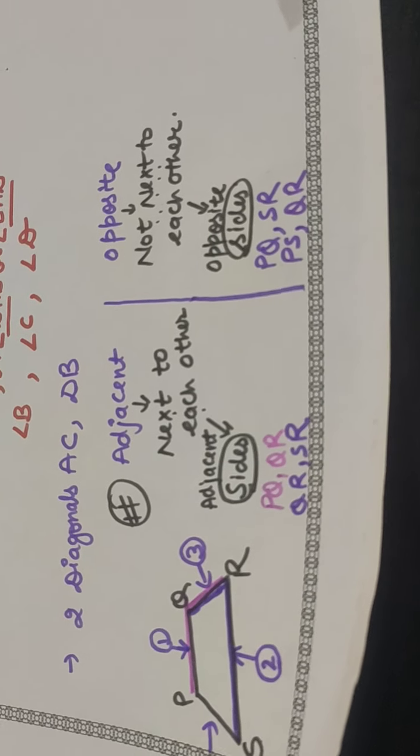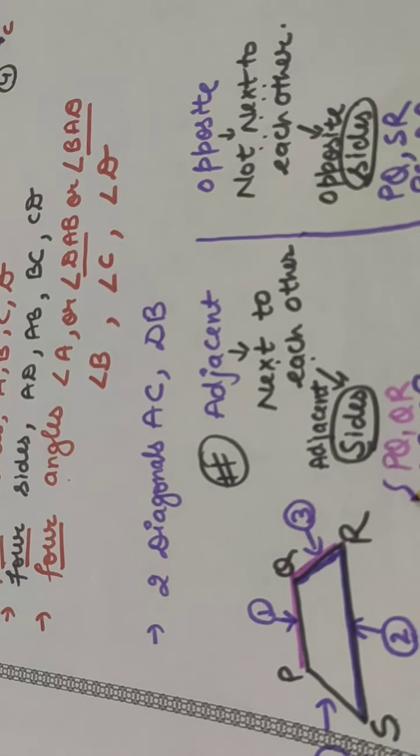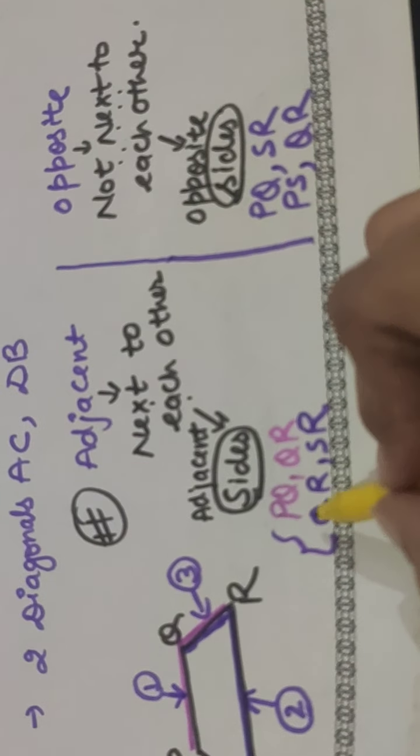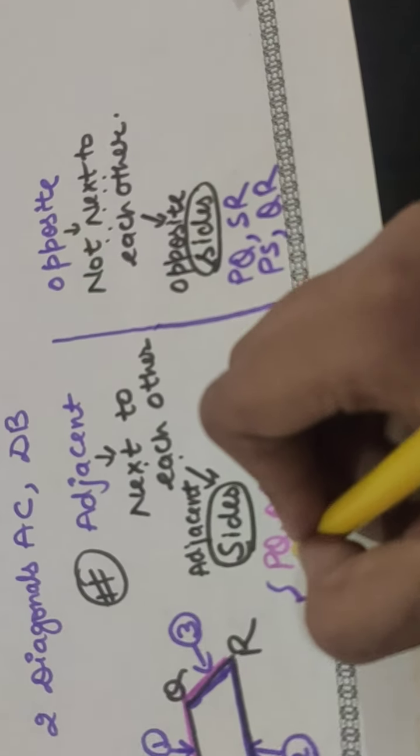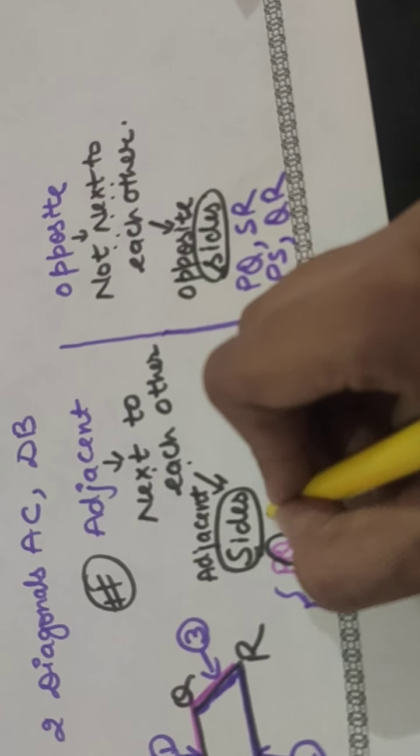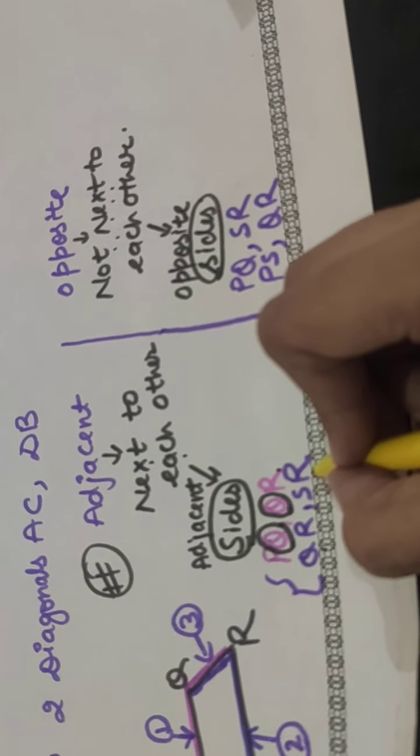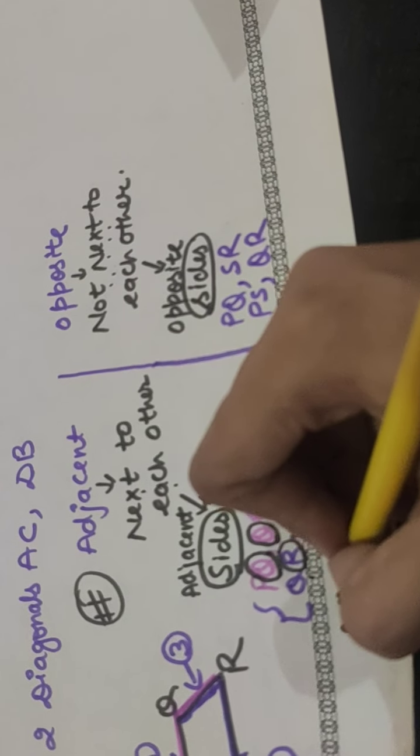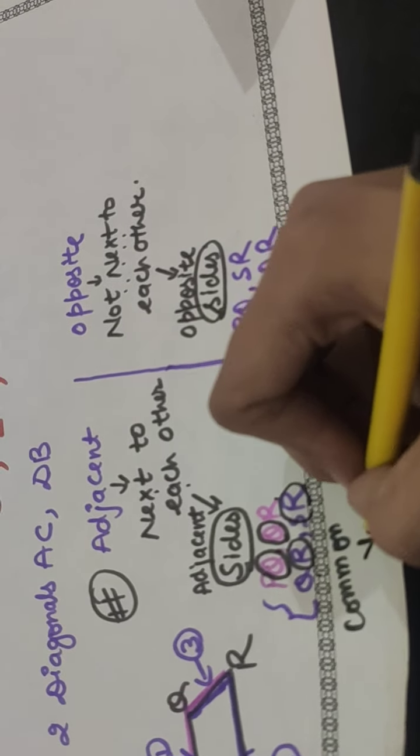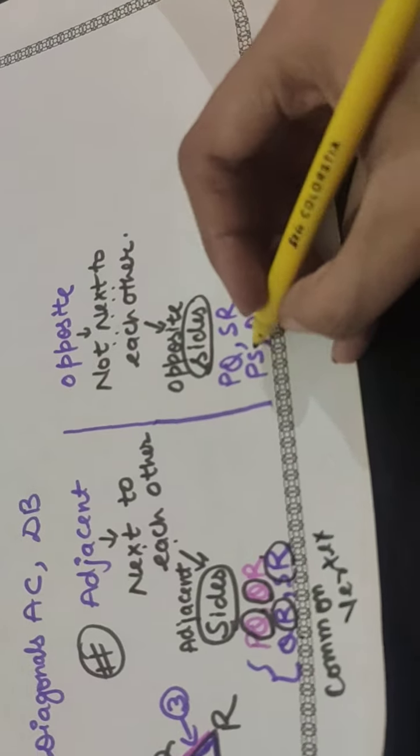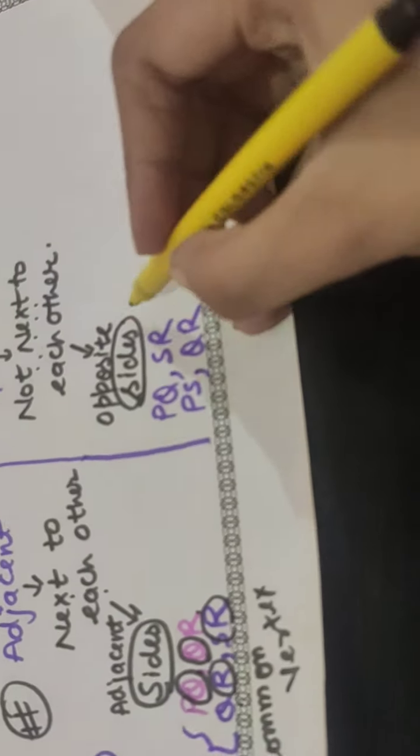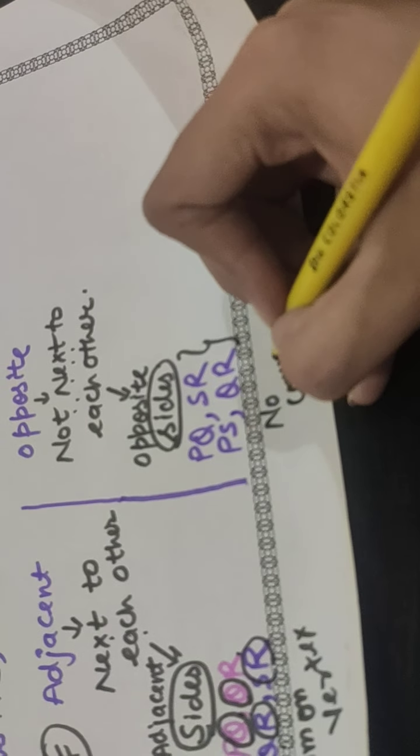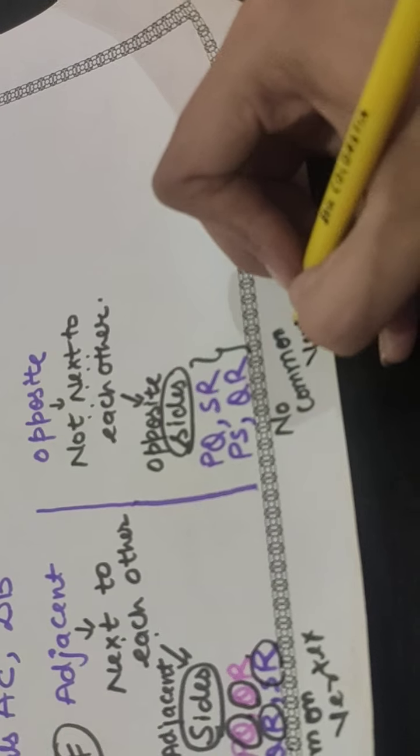You can see that in the adjacent sides they have a common vertex. PQ and QR are adjacent sides. See that they have a common vertex Q. Similarly, QR and SR are adjacent sides. They have a common vertex R. That means adjacent sides have a common vertex, whereas in the opposite sides, you can see that there is no common vertex between them.